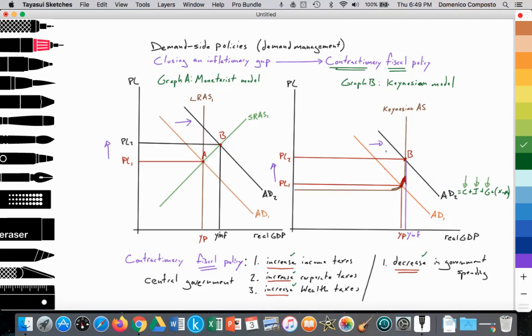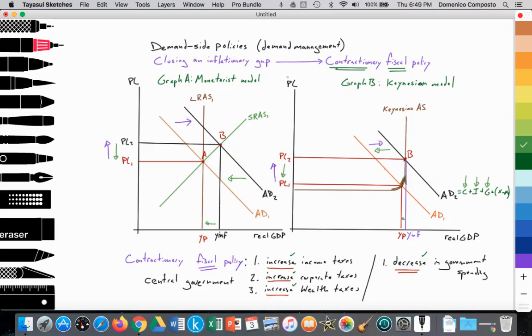So AD2 will shift back towards AD1 at point A. The price level then falls, and real GDP thus decreases slightly. The same thing here. AD2 decreases, the price level falls, and real GDP decreases back to full potential. All right, so that's the overall idea. So let's go ahead and analyze this as we would for an IB exam.